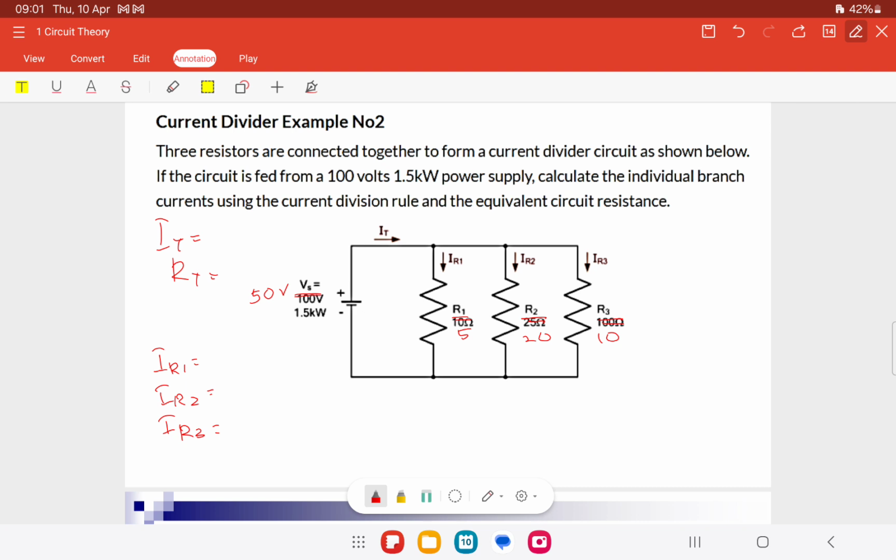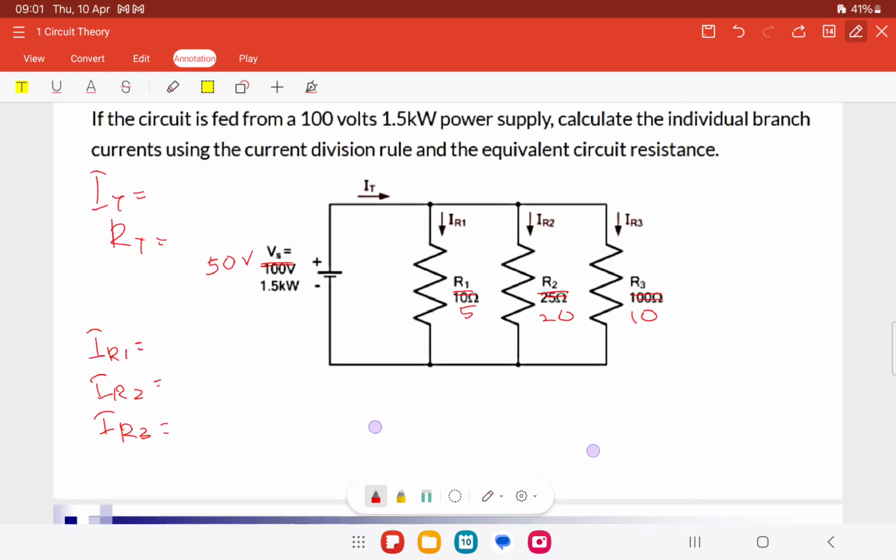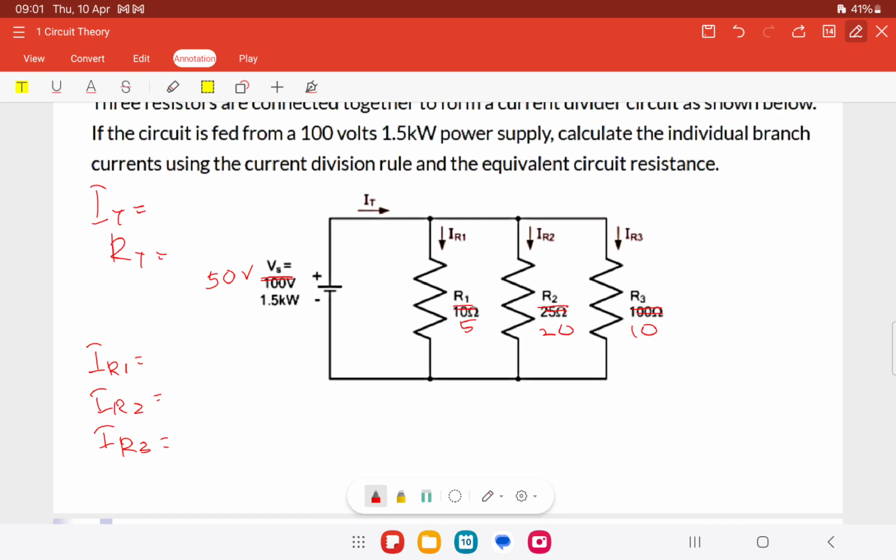Okay, calculate the resistor total first. 1 over all of those: 1 over 5 plus 1 over 20 plus 1 over 10. Then 1 over everything.